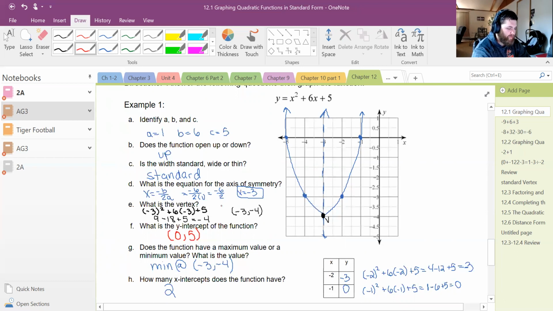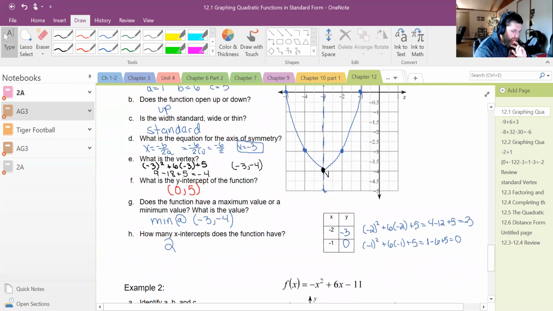What is the equation for the axis of symmetry? So we have negative b over 2a, so b is 6, so negative 6 over 2, a is 1. X just equals negative 3. You plug negative 3 back in to get the vertex. Okay, negative 3 comma negative 4. Plug in 0 for x, you get 5. So 0 comma 5 is your y-intercept. So that'd be way up here. We don't see it on the graph.